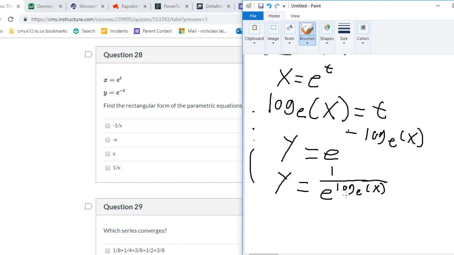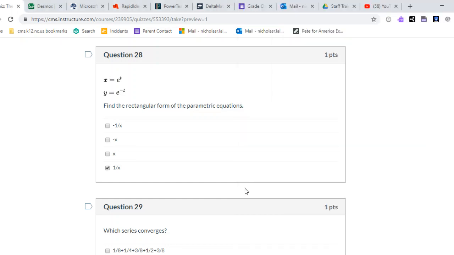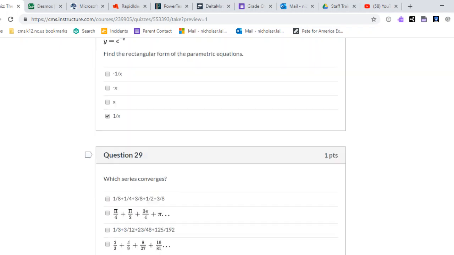And then what a logarithm is saying is e raised to the what power equals x. So whatever this value is, it's the value that when you raise e to that power produces x, which means e and log base e cancel out, e and the ln cancel out, giving us y is equal to 1 over x. And that gives us this 1 over x as our answer choice for question 28.